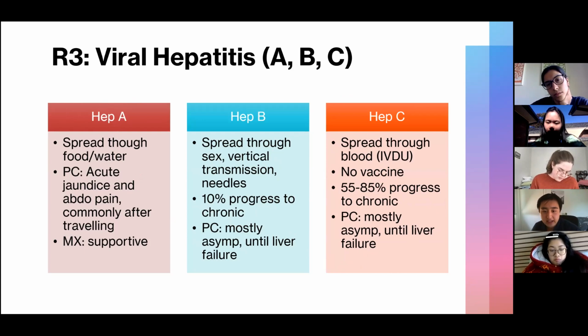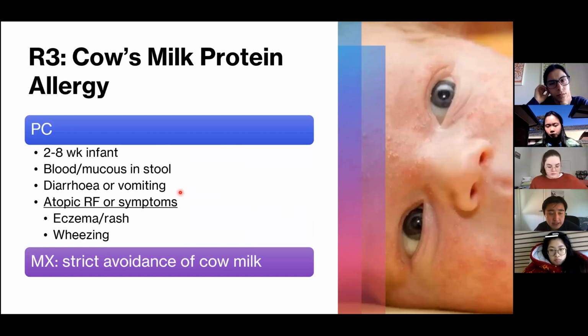All right. Now, I've just had a question about how CMPA presents differently to lactose intolerance. So the main difference that I would say is that in CMPA, you get blood and mucus in the stools. That's less commonly seen with lactose intolerance. You can also see atopic risk factors and symptoms, but I'd say blood and mucus in stools.